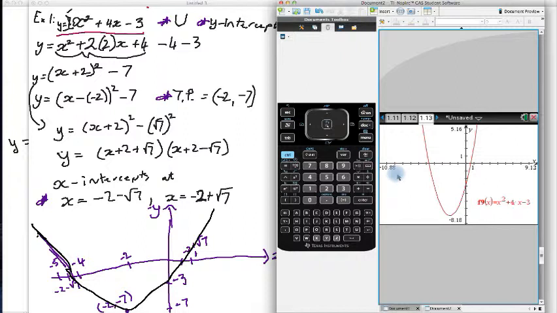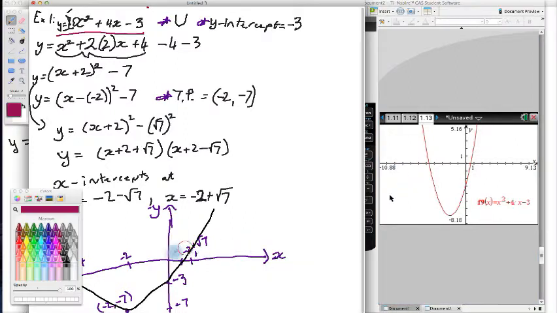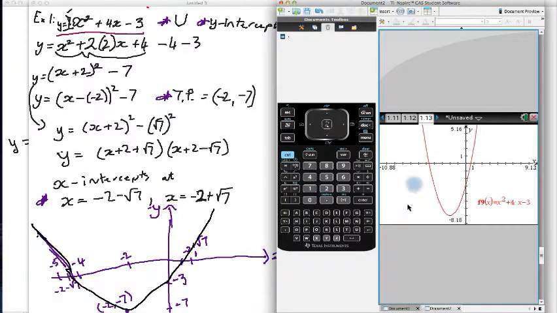Now, it looks fairly similar. Obviously, mine's wonky and terrible. But in terms of the general vibe of it, it looks pretty similar. We've got this point in the right position here. And this clearly goes through negative 3. So let's use the calculator to first confirm the turning point and then also to confirm the intercepts there.